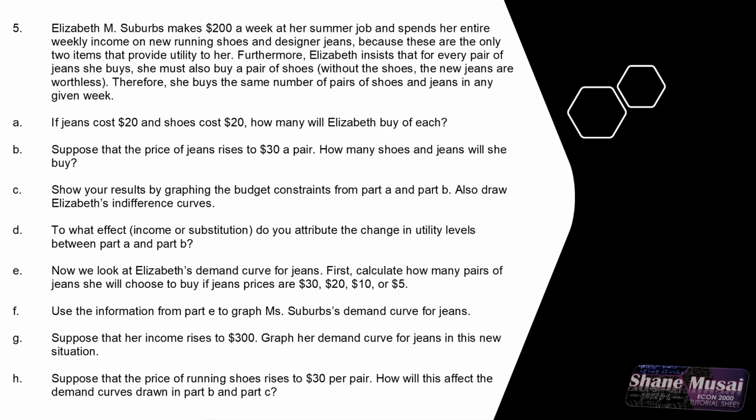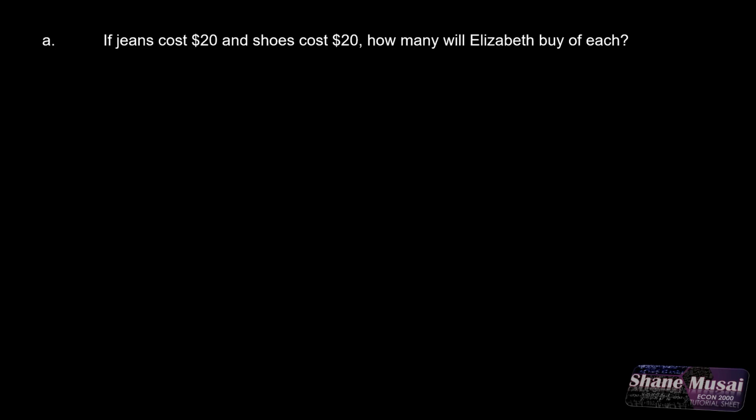Without the shoes, the jeans are worthless. Therefore, she buys the same number of pairs of shoes and jeans in any given week. So that's the basis of this question. And part A says, if jeans cost $20 and shoes cost $20, how many will Elizabeth buy of each? So let's target that question.